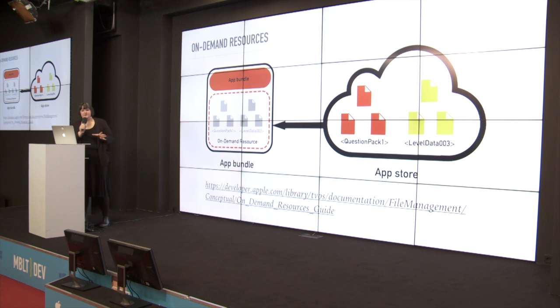So on-demand resources are a relatively new thing, and basically the resources are hosted on the App Store and are separate from the app bundle that you download. So the app can request sets of these on-demand resources, and the operating system manages the downloading and storage of them. So in Xcode, you basically create some tags and attach them to the resources.